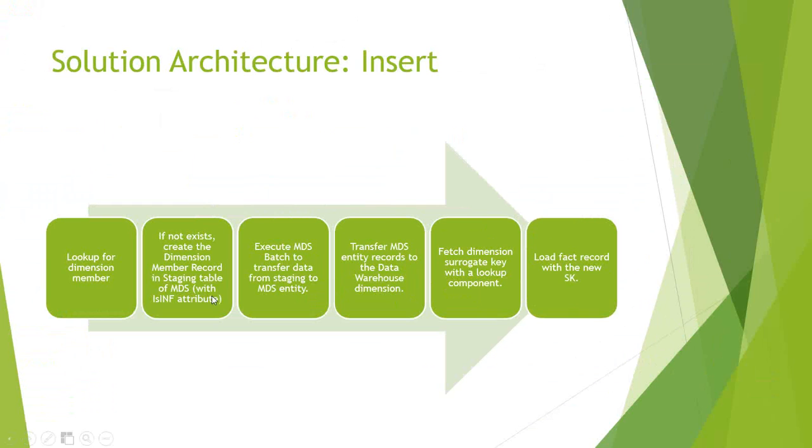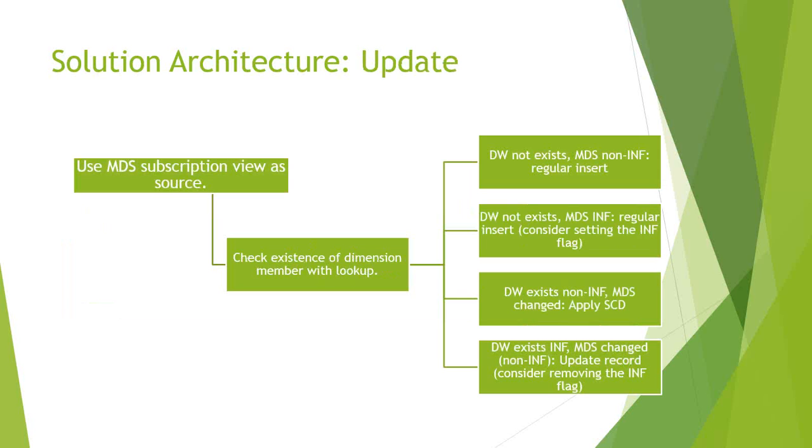So we will just create that record as inferred. Then we will execute that batch and that procedure to transfer data into the MDS. We will transfer the MDS record then into the data warehouse, and then finally we fetch that dimension surrogate key within a lookup and load that fact record with the new surrogate key. This is how we do the fact load, and for the loading dimension we should consider update.